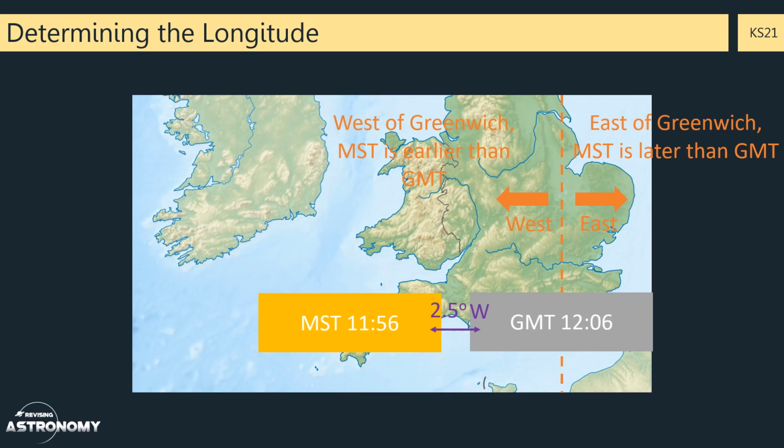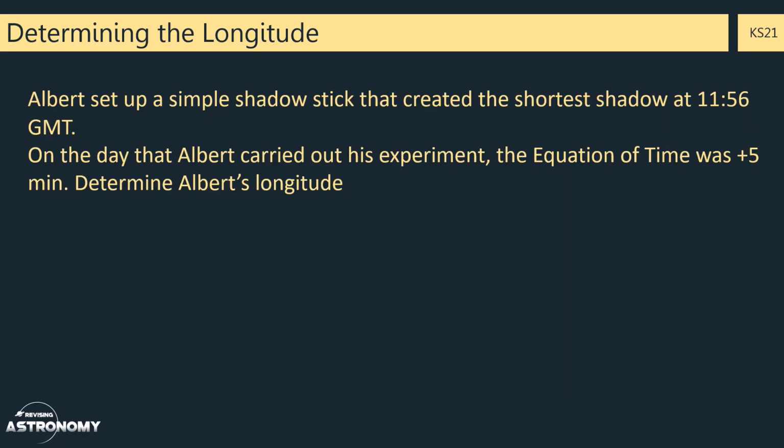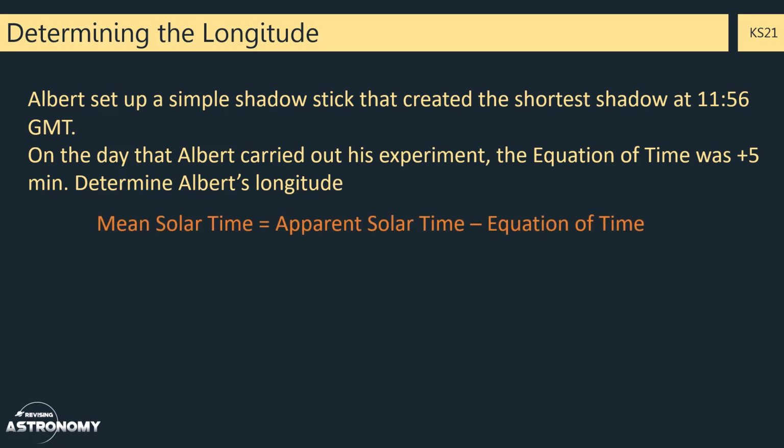Right, that was a lot of information, so let's have a look at some questions. Here we have Albert, who set up a simple shadow stick that created the shortest shadow at 11:56 GMT. On the day that Albert carried out his experiment, the equation of time was plus 5 minutes. Determine Albert's longitude. Well, firstly, we'll work out the mean solar time by subtracting the equation of time from the apparent solar time.